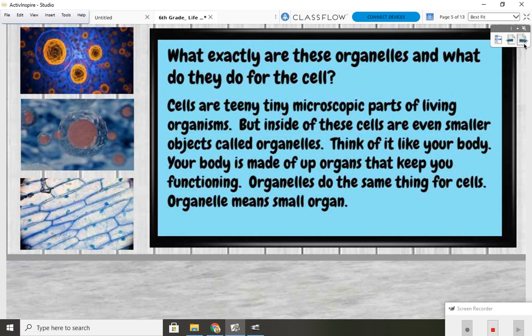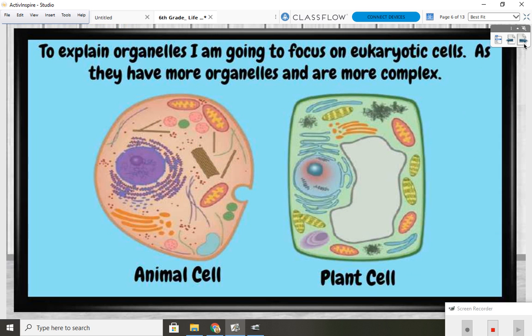Cells are teeny tiny microscopic parts of living organisms, but inside of these cells are even smaller objects called organelles. Think of it like your body. Your body is made up of organs that keep you functioning. Organelles do the same thing for cells. Organelle means small organ. To explain organelles, I'm going to focus on eukaryotic cells as they have more organelles and are more complex.